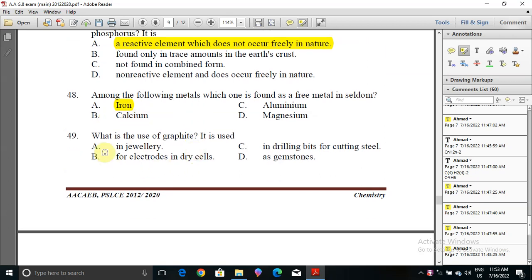In question number 49, what is the use of graphite? It is used in jewelry, for electrodes in dry cells, in drilling bits for cutting steel, as gemstones. In jewelry and in drilling bits for cutting steel as gemstones? No. Graphite is used for electrodes in dry cells.